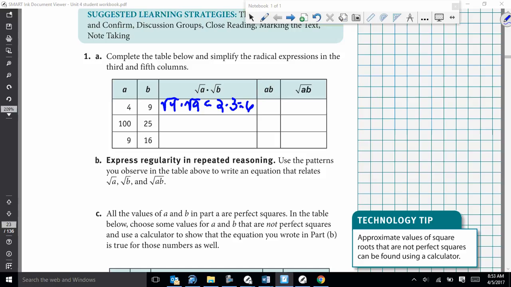What is 4 times 9? And the square root of 36? 6. All right. I would like for you to do the next two, and we'll get 2 people to come up and write their answers.